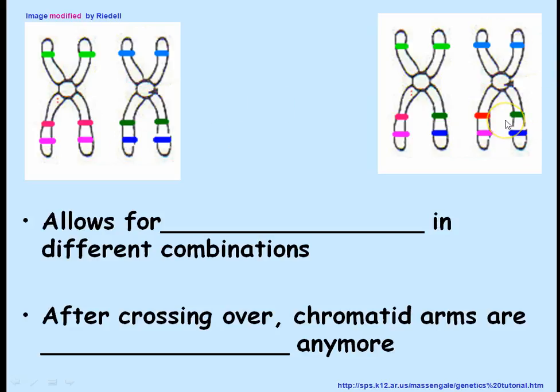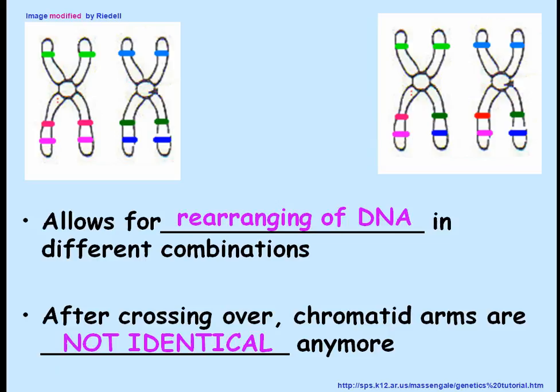And so after crossing over occurs, you can see over here, the sister chromatids are now going to be different from each other because they are switching at different sites, or at the same site. They are now actually different from each other. So this allows for rearranging of the DNA. The sister chromatids are not going to be identical to each other anymore.